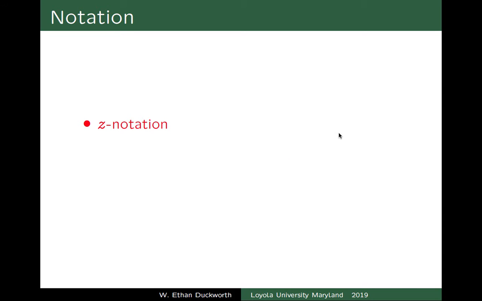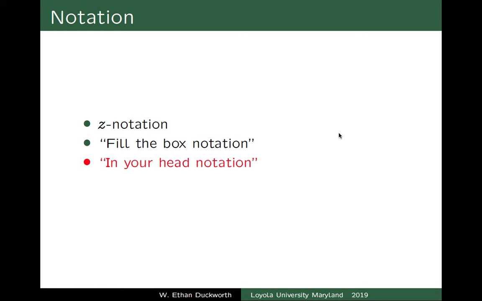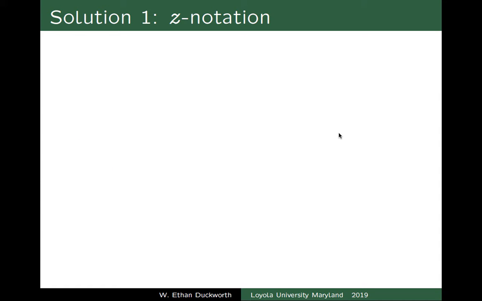So the three ways I'll use are the z notation, where we use another variable, usually called z, at least in this book, fill the box notation, and in your head notation. And I'll explain each of those as we get to it. Okay, so for the z notation, I'll remind you how the chain rule looks. dy over dt equals dy over dz times dz over dt. And just remember that those fractions are just a different way of saying the words take the derivative of.